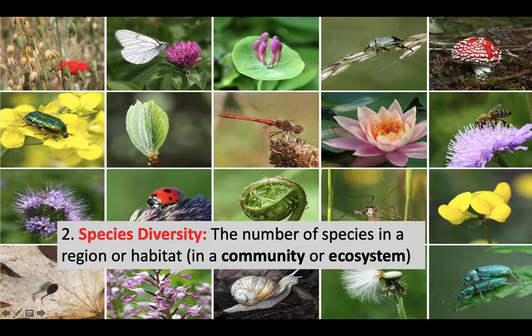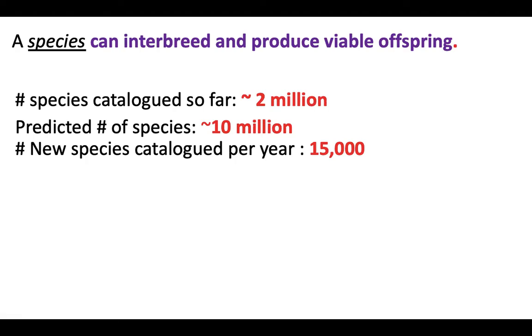So all of these are different species. They all contribute towards species biodiversity. A species is categorized based on its ability to interbreed and produce offspring that survive and can themselves breed. There are about 2 million species that we've cataloged on Earth. We predict that there are about 10 million. We catalog about 15,000 new species per year.